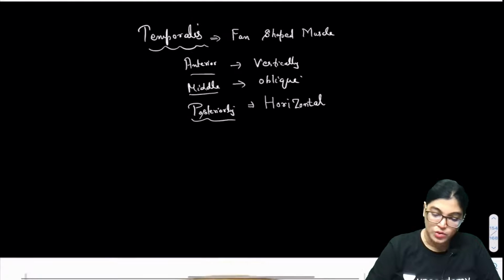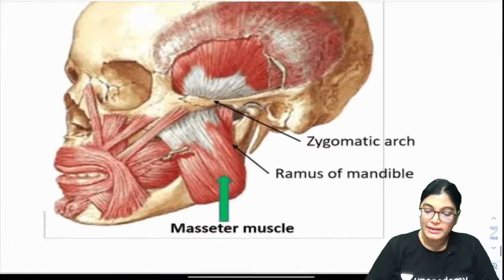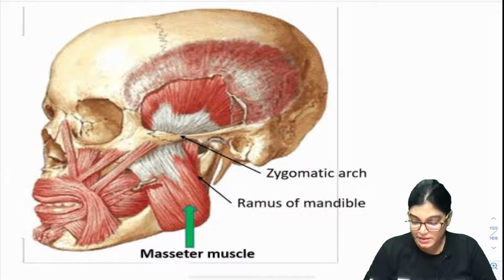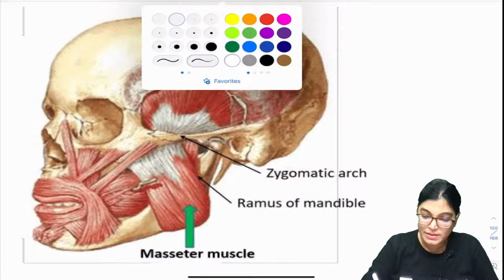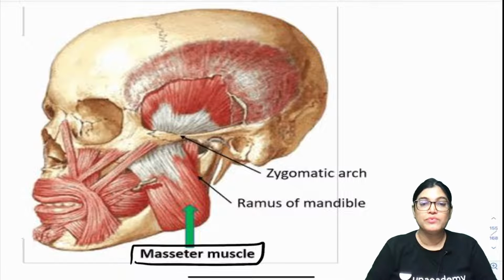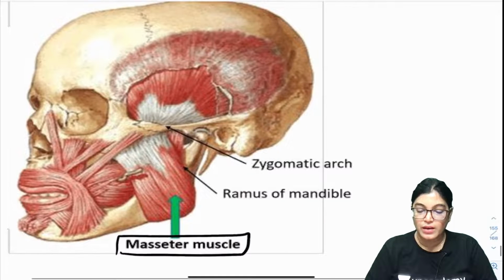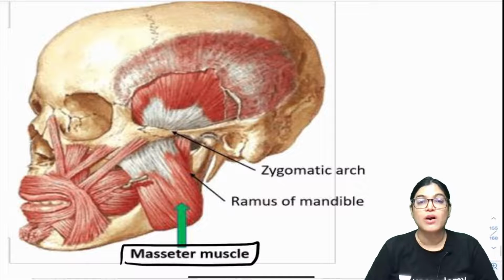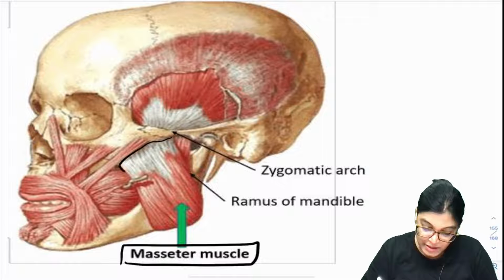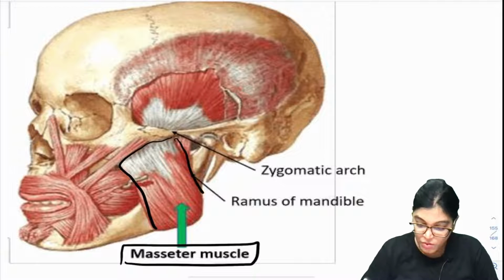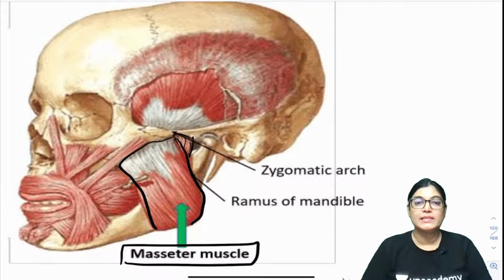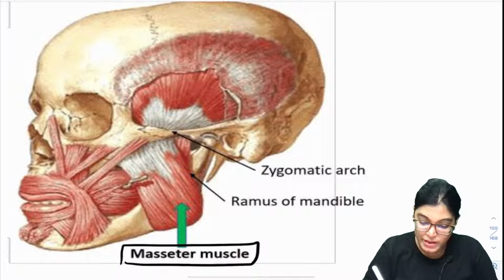Okay, sure, Huda. Now, after that, let us move on to the second muscle of this category, which is very important, the masseter muscle. If you see the masseter muscle, as a whole, the shape is quadrilateral. So, just outline this muscle. This is the masseter muscle, and as a whole, it is quadrilateral in shape.